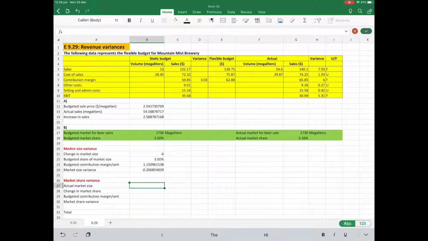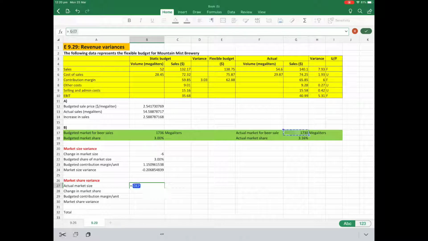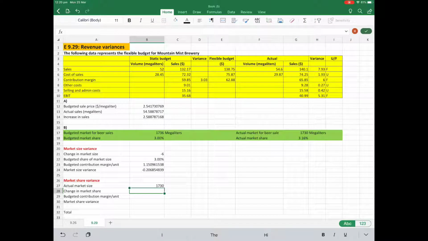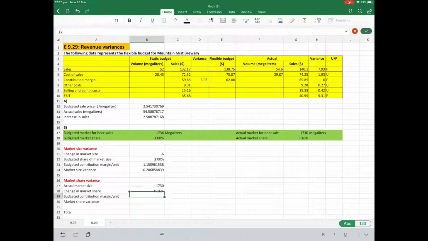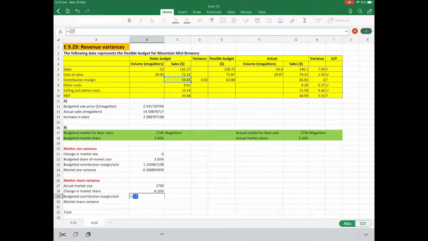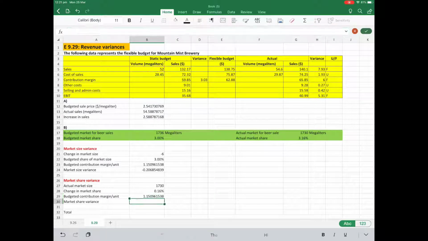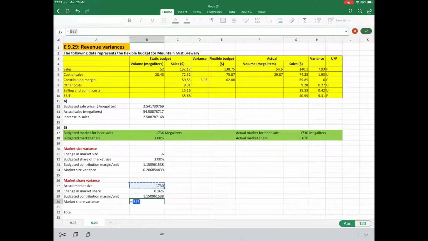Now look at the market share variance. The actual market size is this, and the change in the market share. I always use the actual minus the budget. So I take the actual market share here and subtract 3%, which is the budgeted market share. And again, for the budgeted contribution margin per unit, I take the contribution margin and divide it by the budgeted sales. And again, you'll multiply this by this by this.